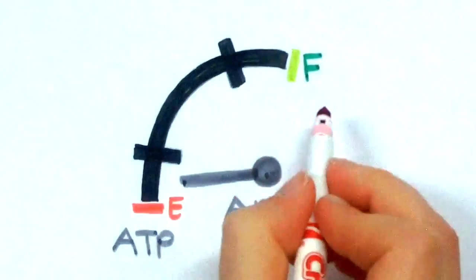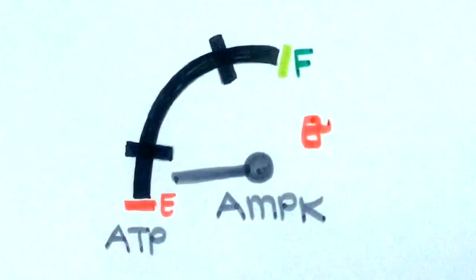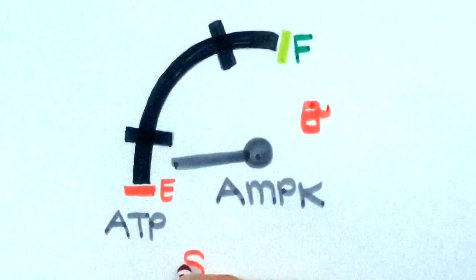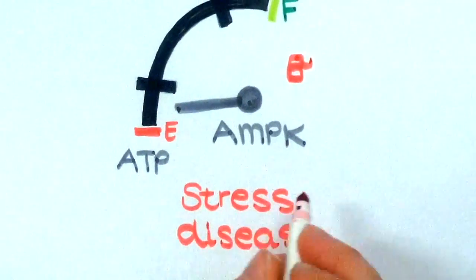In a car, the warning lights are switched on whenever the fuel is low, and in a cell, AMPK is switched on whenever ATP levels are low. Low ATP levels are caused by high ATP consumption by the cell due to stress, exercise, or some kind of disease.